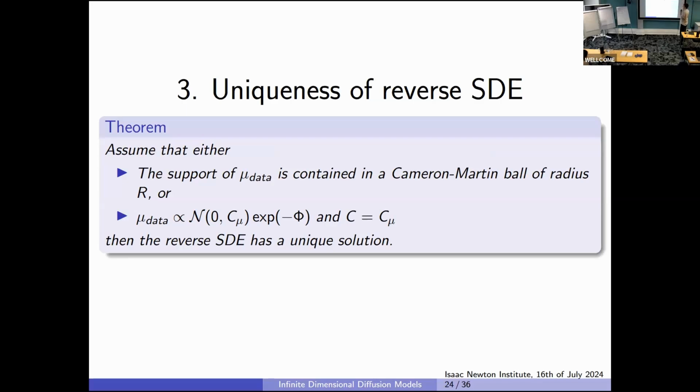And then we want to check that the reverse SDE is unique. So what we do is that we prove it in two special cases. In the first one, we say that mu data is contained in a Cameron-Martin ball of some radius. So basically, again, we're adding rougher noise. We again say mu data is of this kind of case, which resembles slightly also the cases for the log.